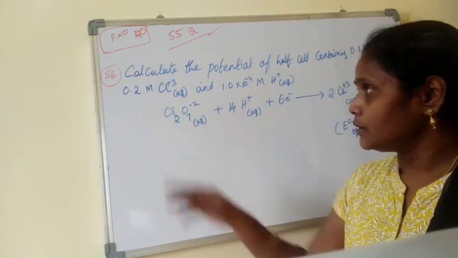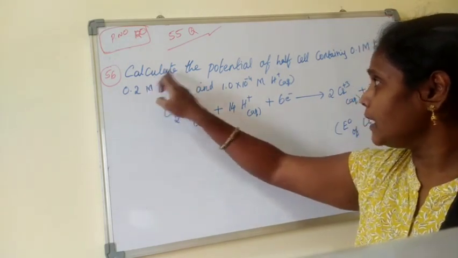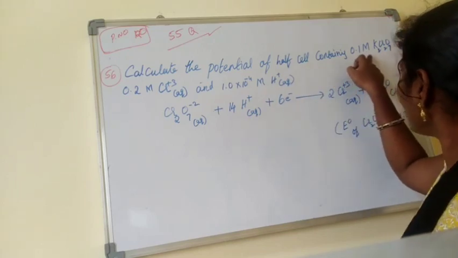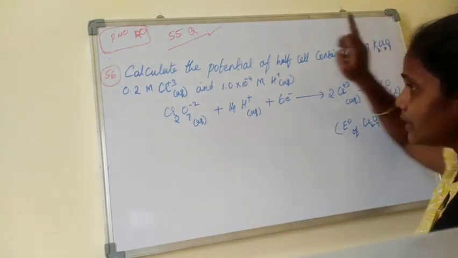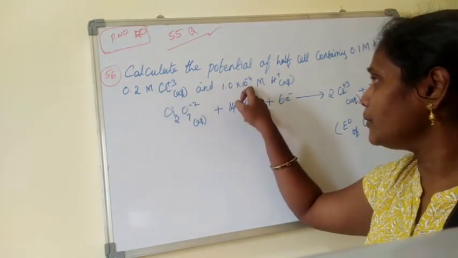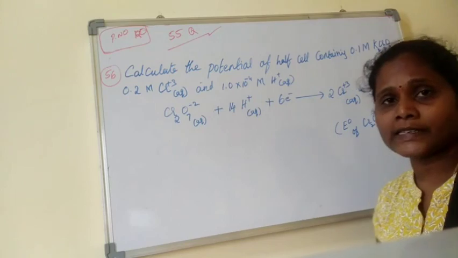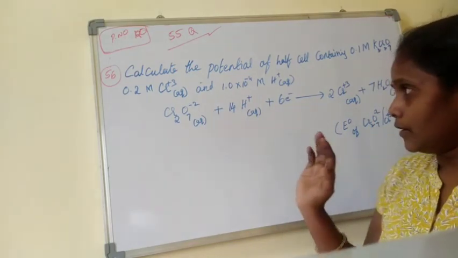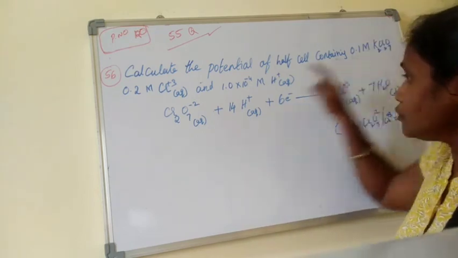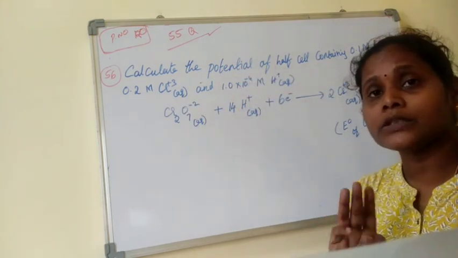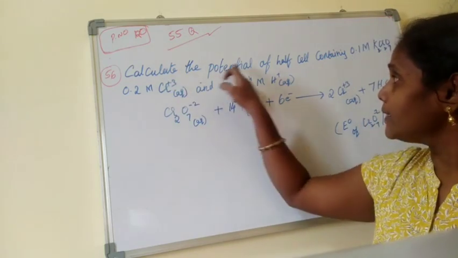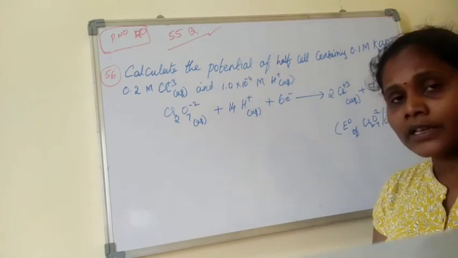The last one. So the 56th question is: calculate the potential of a half cell having 0.1 molar K2Cr2O7, 0.2 molar chromium ions, and 1 into 10 to the power of minus 4 molar H plus ions. Here there is a small difference: he has given 3 species concentrations. Therefore, all 3 are involved in our equation. So, to calculate the potential of the half cell, what is the reaction?